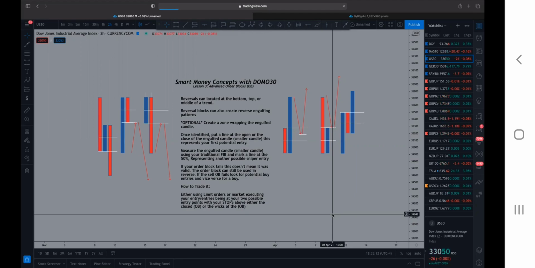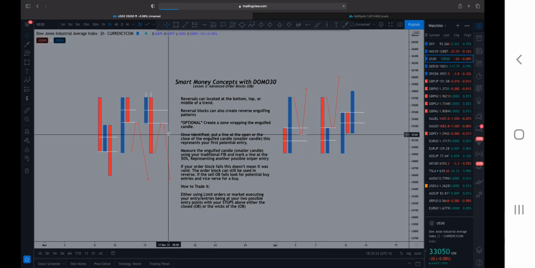So we've already said that reversals can be located at the top, bottom, or middle of a trend, right? So we know that we can find big ones at the top, we can find big ones at the bottom, we can find big ones at the top or bottom that's engulfed. We can also find ones that are in the middle. These are all possible points where we can get some entries in. We also know that reversal blocks can also create inverse engulfing. We just talked about that right here.